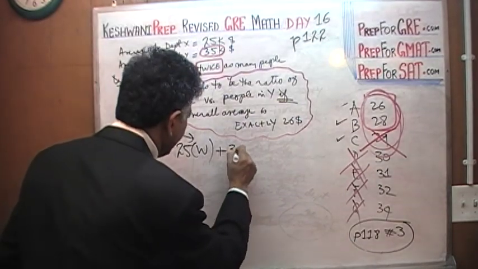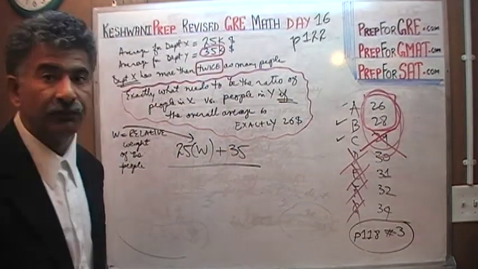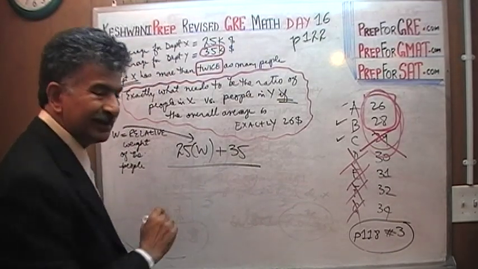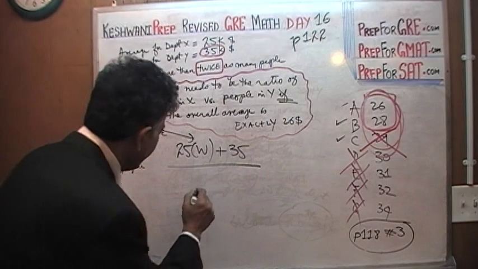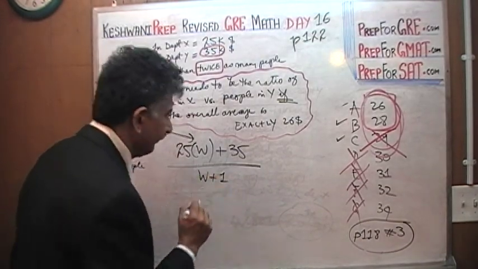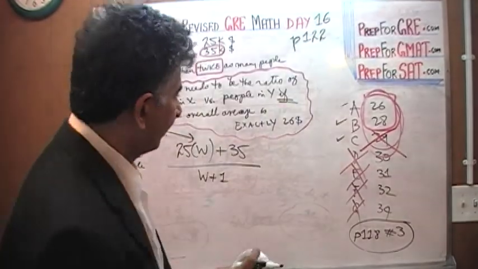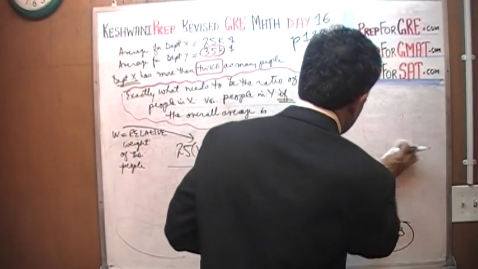And 35, which is the average for the other department. And what is the total weights that we have here? The total weight we will have is the W plus 1, the 1 from here. Let me do it on the side here, a simple problem, simple example so that you can understand what I'm talking about.